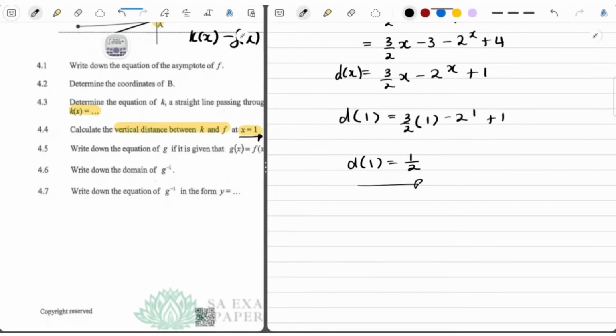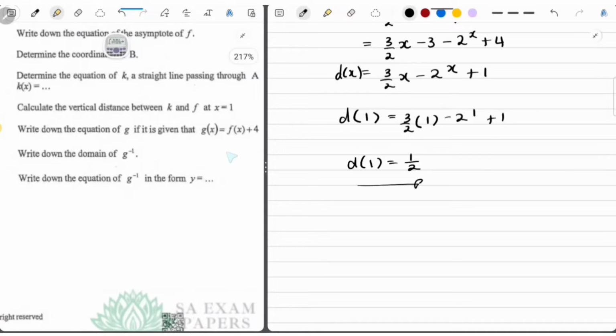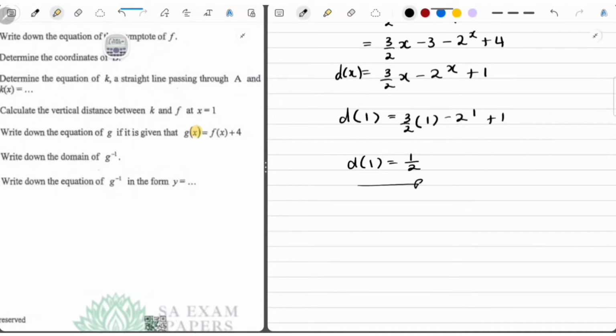Now the next question, 4.5. So you see, first few questions always okay. 4.5 says we have to write down the equation of g if it is given that g of x is equal to f of x plus 4. Another simple one. Just write down the equation of g given this translation that has happened.